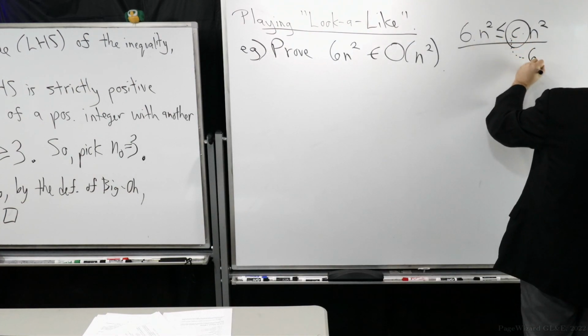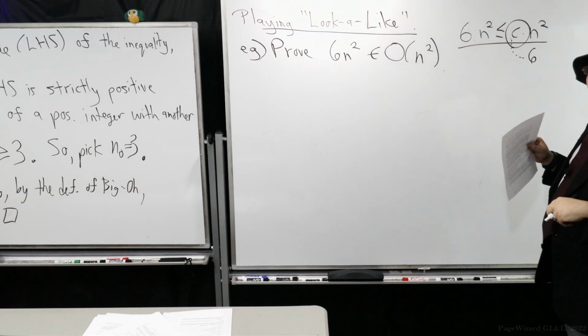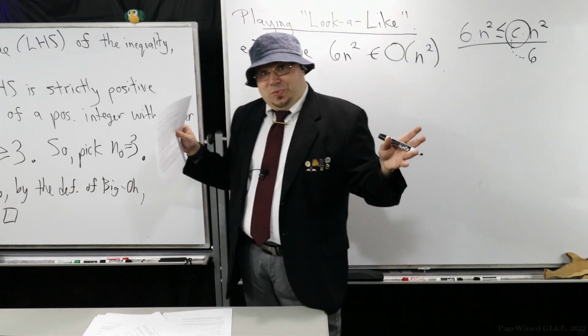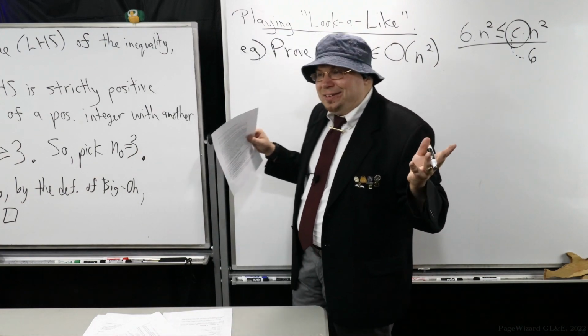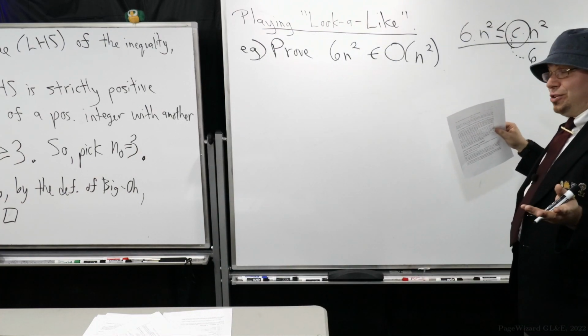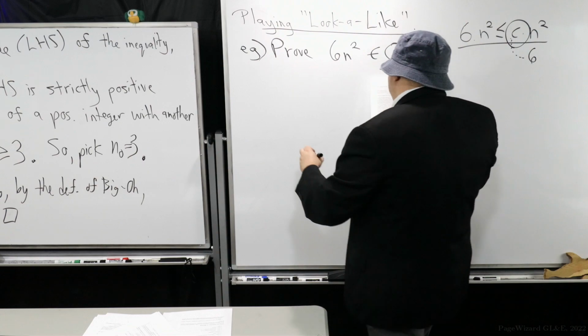Notice that if I make this a 6, notice that 6n squared is less or equal to 6n squared. And notice that that means that this is actually an equality. It's not an inequality, it's an equality. So let's use this idea.